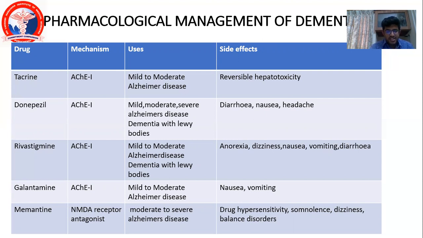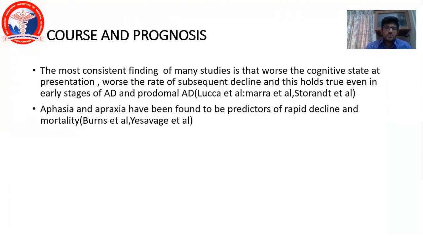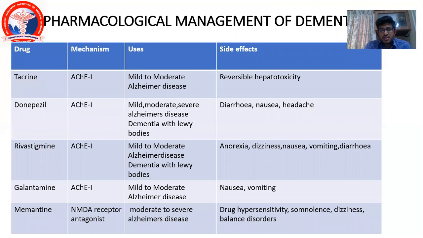When there is a moderate to severe dementia, and also when dementia is associated with behavioral disturbances, then we start them with the NMDA receptor antagonist, memantine. Memantine's dosage is similar to that of donepezil: 5 mg initially, and then we can increase that up to 10 mg. The more common side effects of donepezil include diarrhea, nausea, headache. Rivastigmine includes anorexia, dizziness, nausea, vomiting, diarrhea. With galantamine also, it is nausea and vomiting. With memantine, there is drug hypersensitivity, somnolence, dizziness, and balance disorders.